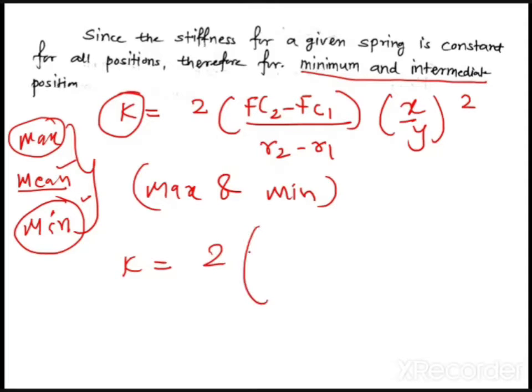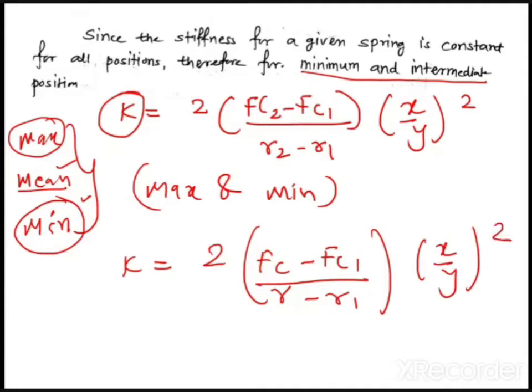Very simple. 2 into, now for minimum, what is Fc? Fc1, right? But for mean position, what is Fc? Fc. But mean is greater than minimum, so you write Fc minus Fc1, divided by R minus R1, into x minus 1. This will be constant. So this is the equation for maximum and minimum, and this is the equation for minimum and intermediate. And if you want the equation between the mean and maximum, anybody tell me how will you write the equation?